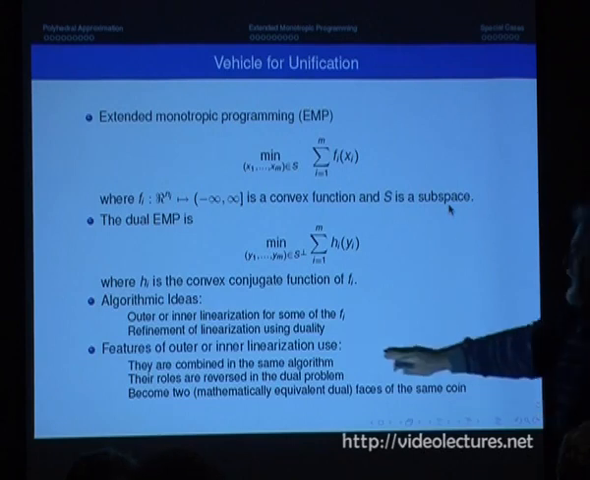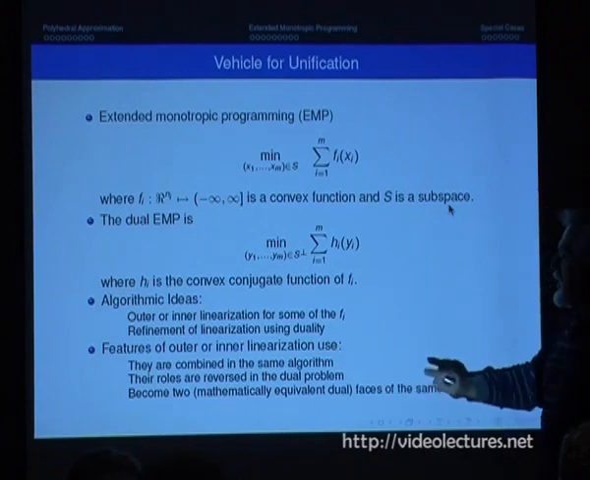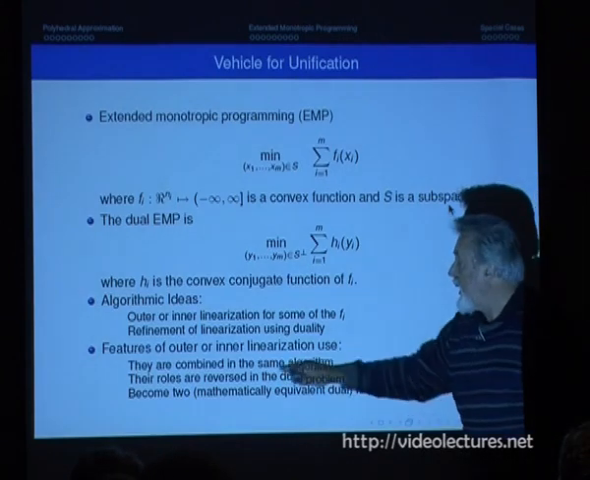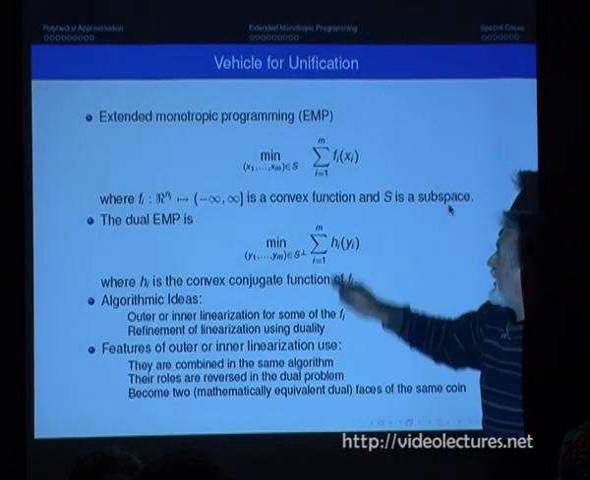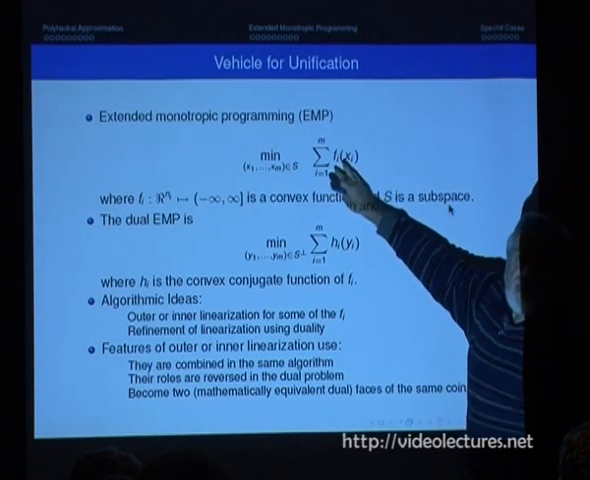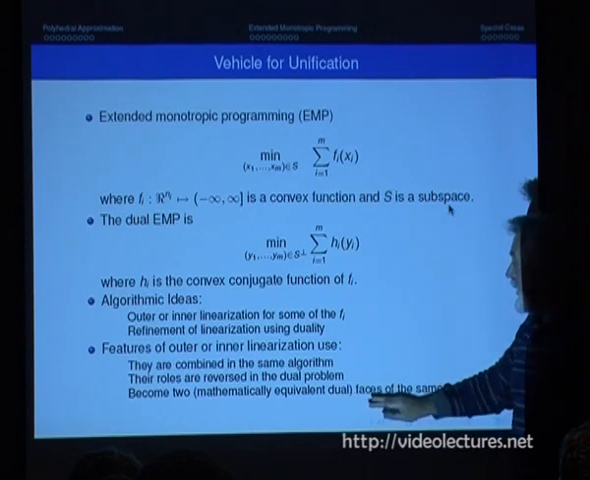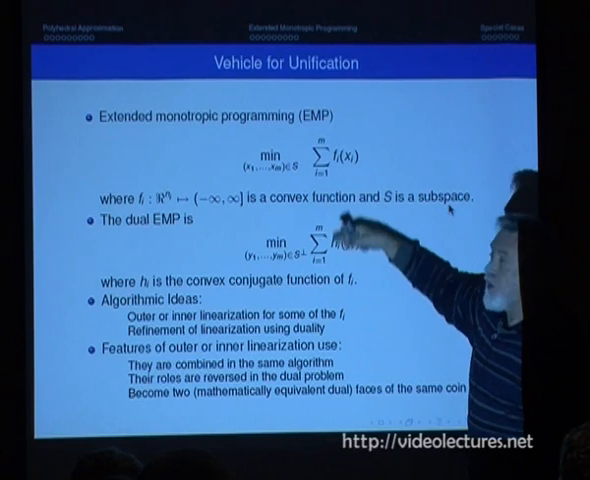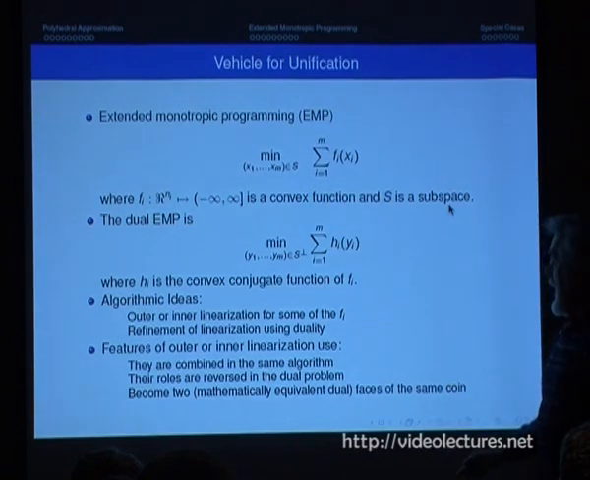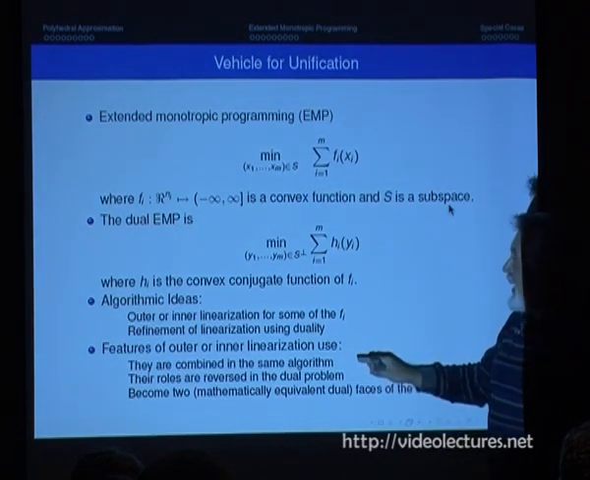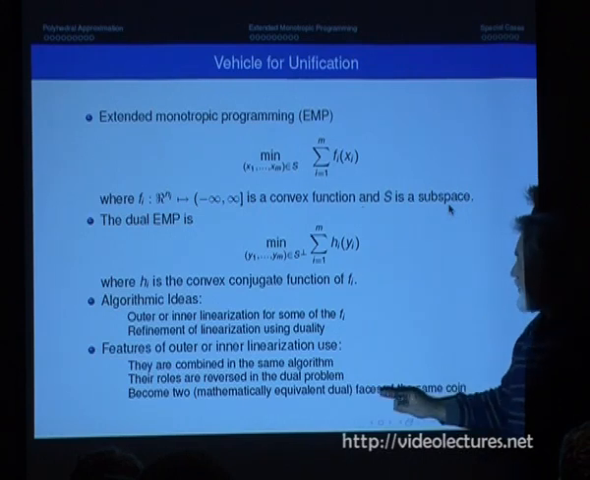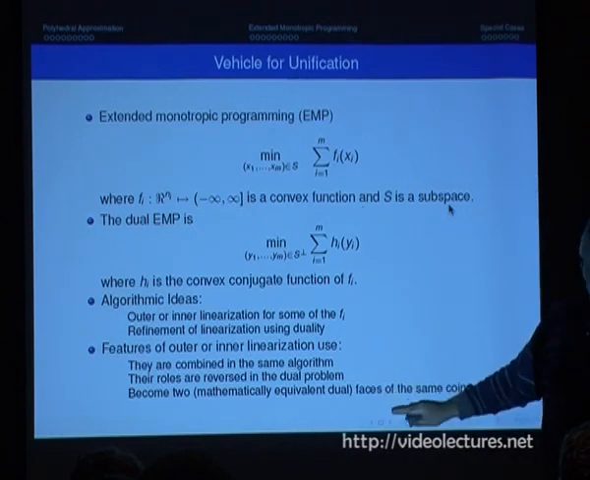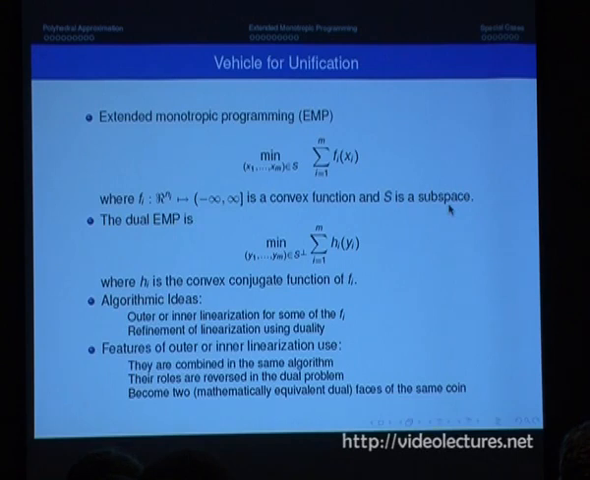Now, the features of inner and outer linearization in this framework is that they are, first of all, combined in the same algorithm. These may involve some that are inner, some that are outer simultaneously. Their roles are reversed in the dual problem because of the conjugacy involved here. And the algorithm can be applied to the primal or the dual, but the two algorithms are mathematically equivalent, and they're basically two dual faces of the same coin.